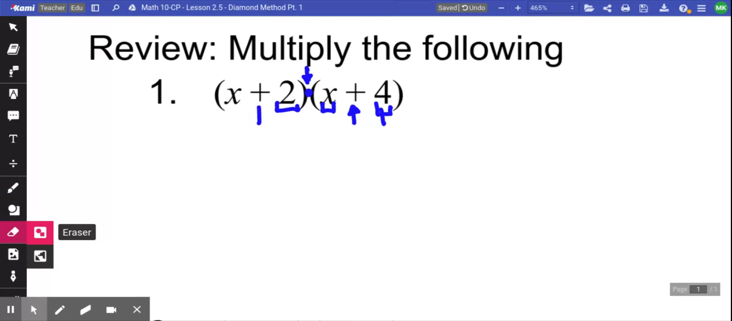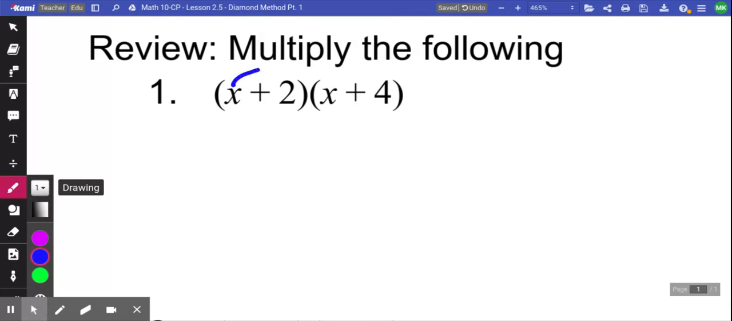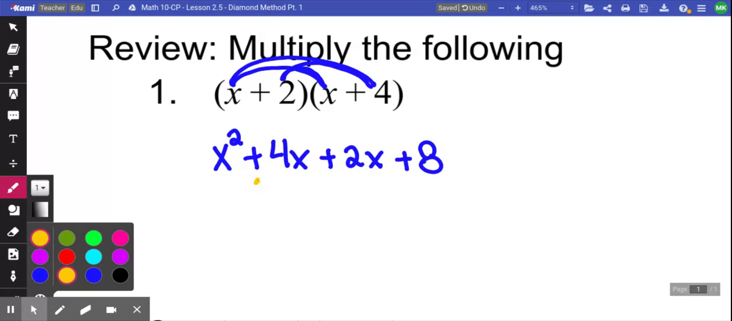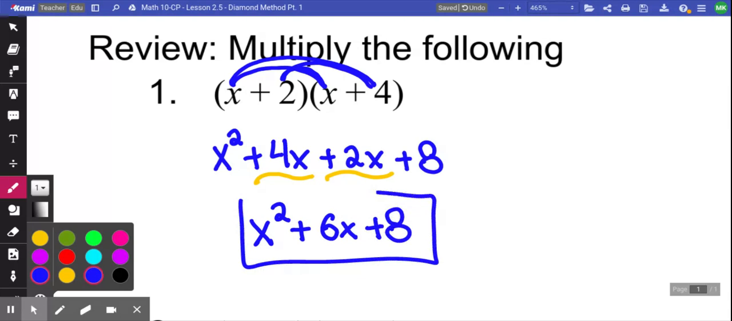When we have a binomial times a binomial, we're going to do some distribution here. The first term times the first term will become x squared. The first term times the second term becomes plus 4x. Then we have 2 times x is plus 2x. Then we have 2 times 4 is plus 8. After we multiply, we always look for like terms. In this case, we have 4x and 2x could add together to become 6x. Fantastic. So we multiplied two binomials and got one trinomial.